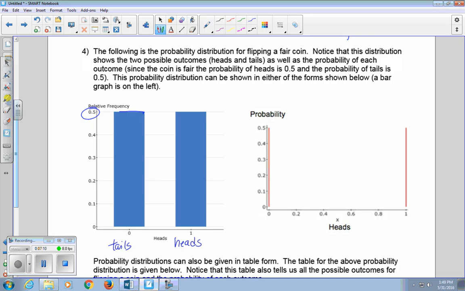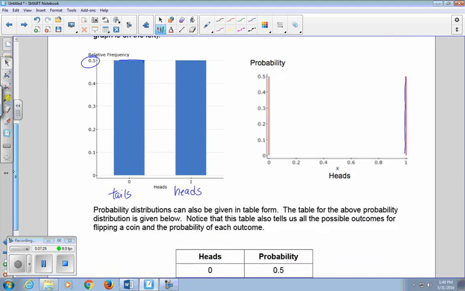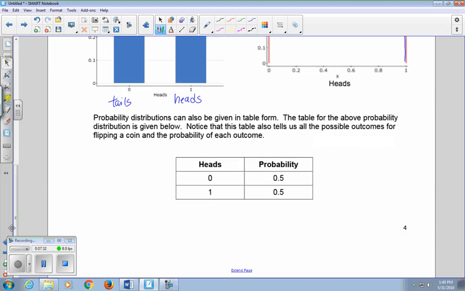This distribution can be shown in either form below: a bar graph on the left, and also the book shows it with the lines coming up to the probability of 0.5. The probability distribution can also be given in table form. Notice that the table tells us all the possible outcomes. We either have a tails, which would be coded 0, or a heads, which is coded 1, and the probability of each outcome.